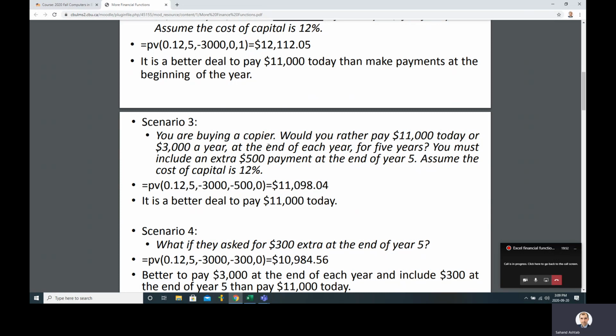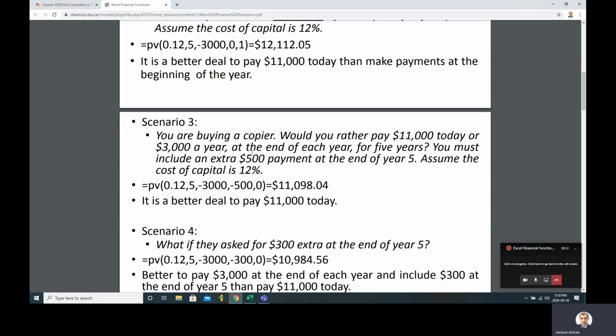We are back to making payments at the end of each year, but now we see that FV is going to assume a value. FV was the outstanding amount after you make the last payment. In this case, it's asking you for additional $500 payment at the end of year 5.